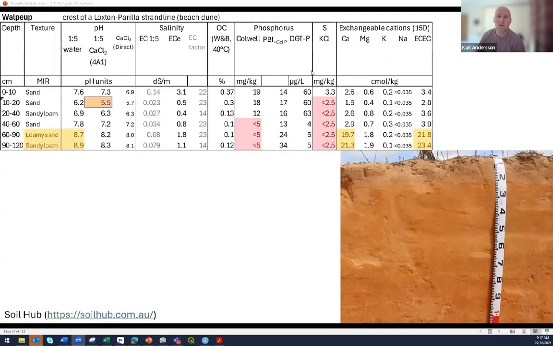So the first one here was from Walpiup in Victoria, and a couple of things here. One, we've got really low sulfur, just a little bit in the surface and below reporting or detection limit underneath that. So really just living in the surface for sulfur.